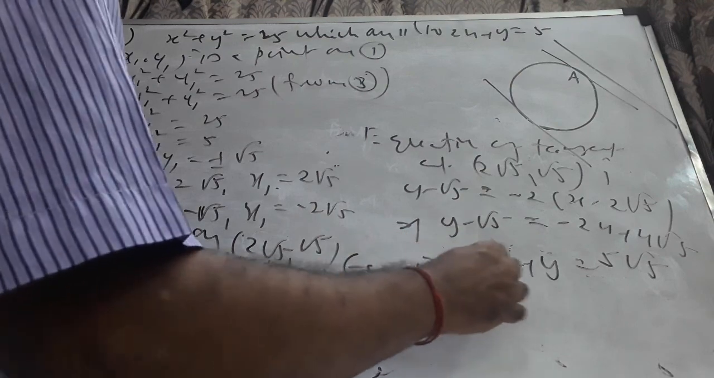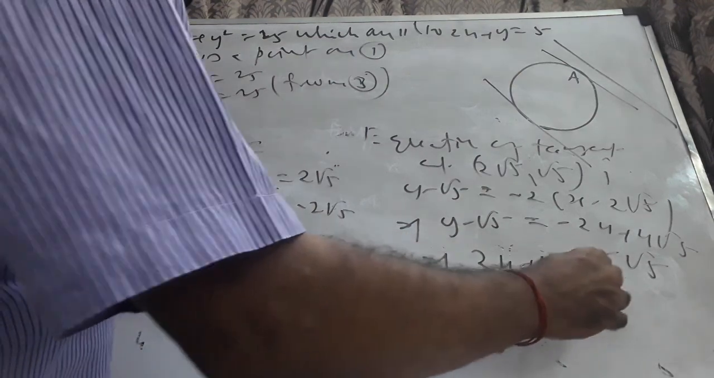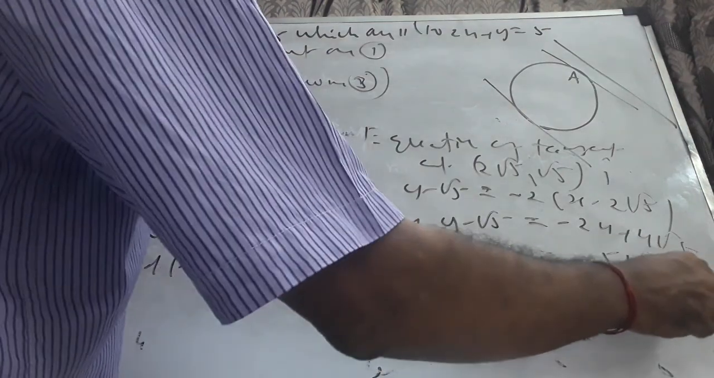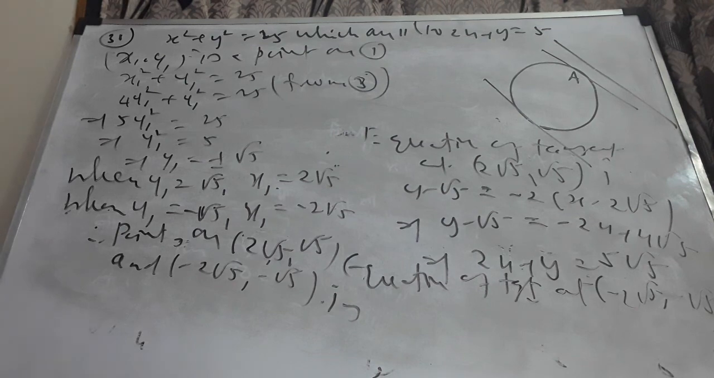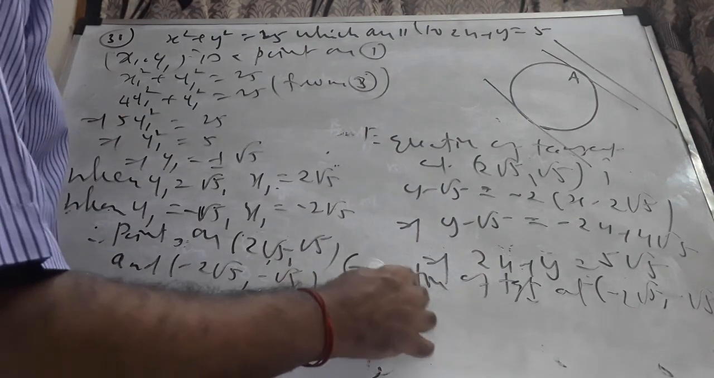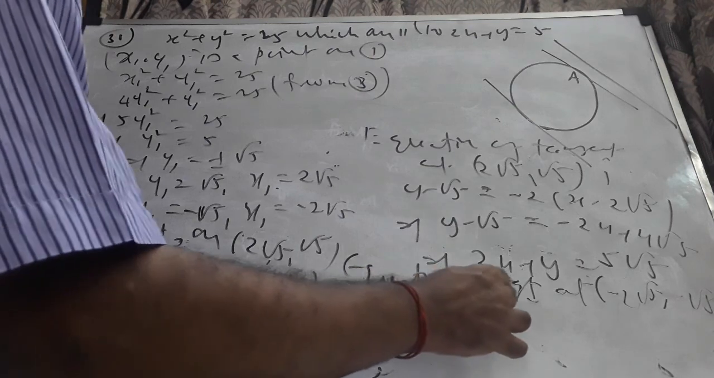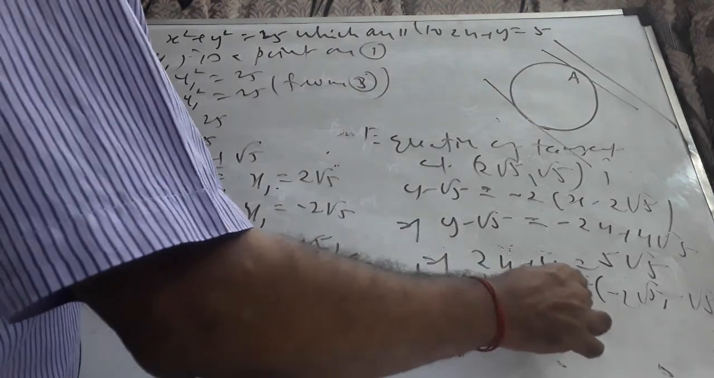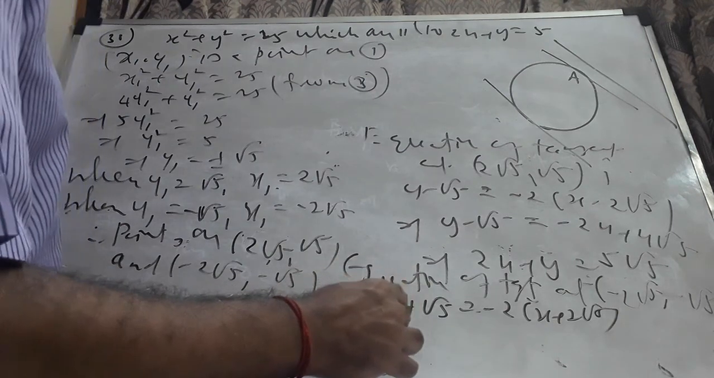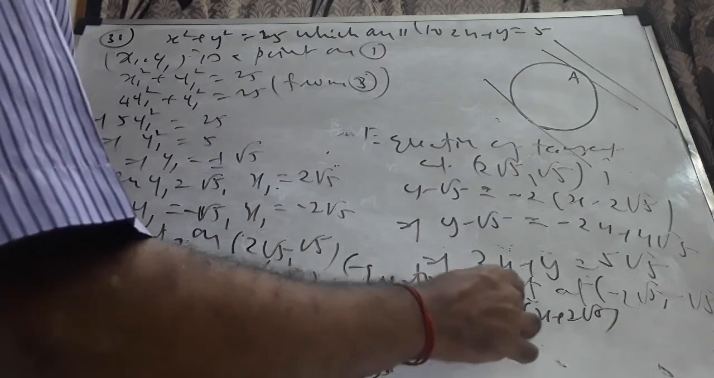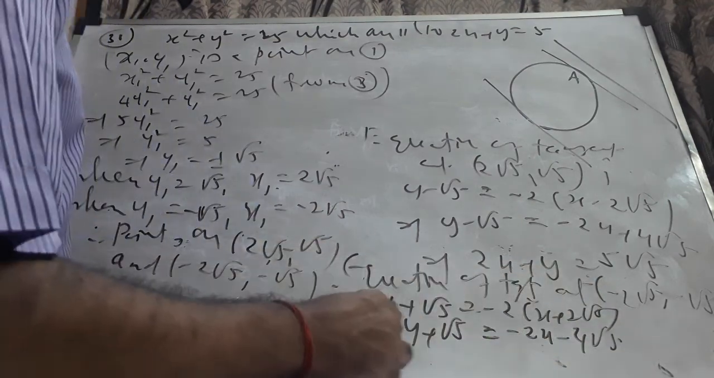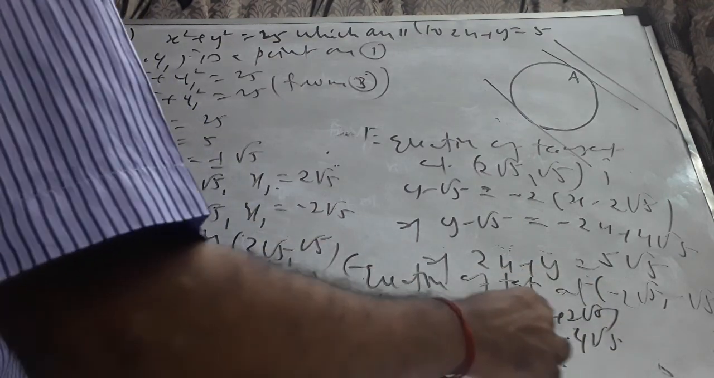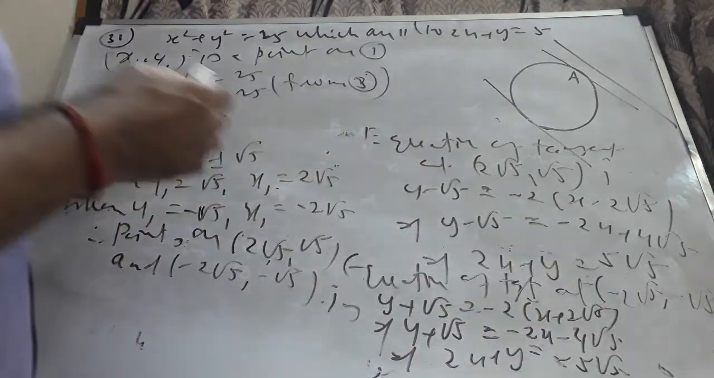Similarly, the equation of tangent at the other point, minus 2 root 5 comma minus root 5, is y plus root 5 is equal to minus 2 into x plus 2 root 5, which implies y plus root 5 is equal to minus 2x minus 4 root 5, which implies 2x plus y will be minus 5 root 5.